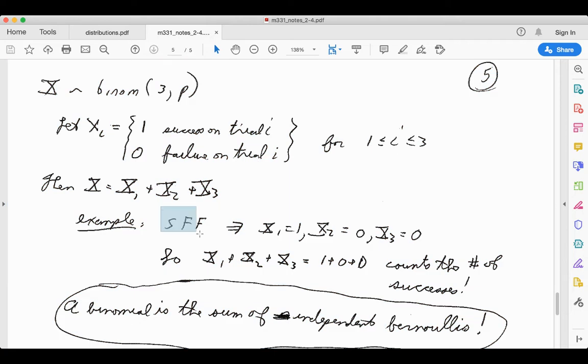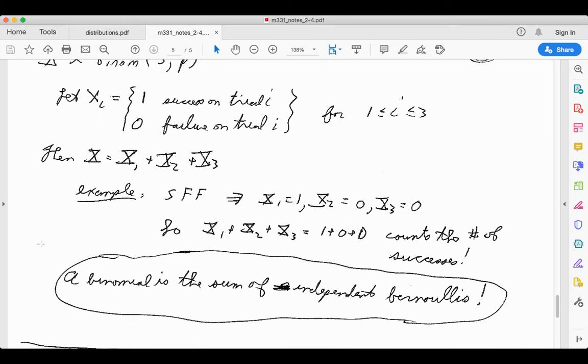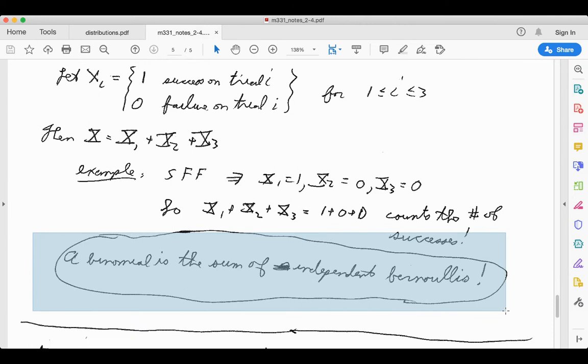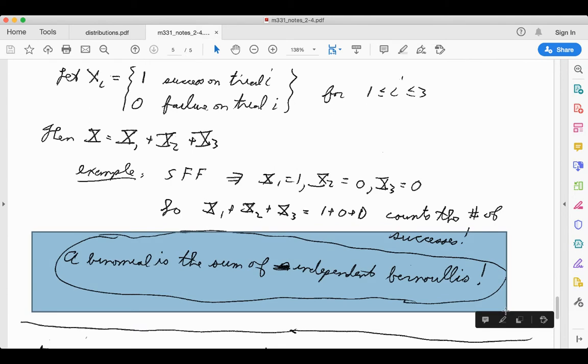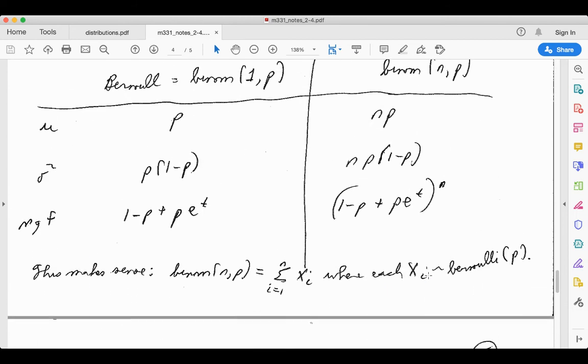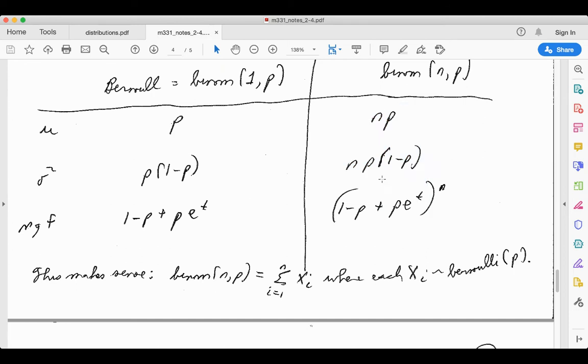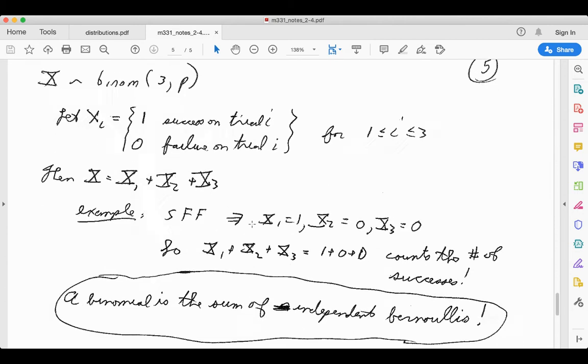For example, suppose that in your 3 trials you got success, failure, failure. Then your X1 would have to be a 1, and your X2 and X3 would have to be a 0. And so look at how the sum of them works out: 1 plus 0 plus 0. Basically, the 1s add up to the number of successes, so the sum is functioning as a way to count the number of successes. This is a really useful and important fact, and we'll see the like of it in other sections. Here we're learning a binomial is the sum of independent Bernoullis, and this seems to bring about a nice relationship between means and variances for binomials versus Bernoullis. So just keep thinking about that.